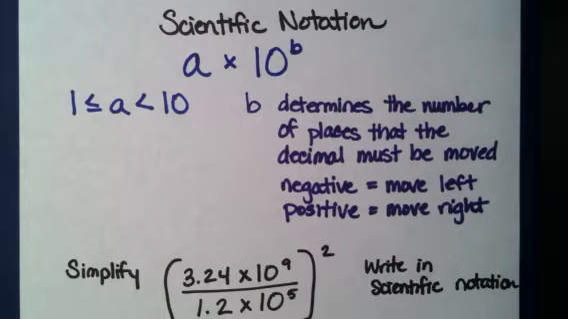If it's negative, you're going to move to the left. If it's positive, you're going to move to the right. Okay, if we have an equation that asks us to simplify 3.24 times 10 to the 9th divided by 1.2 times 10 to the 5th, and all of that is squared, they're asking us to write it in scientific notation.